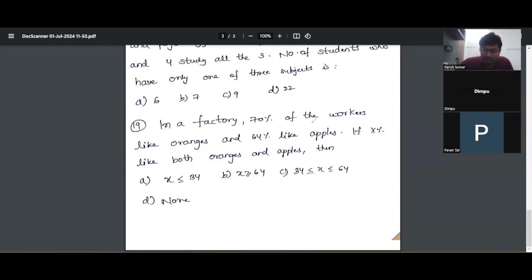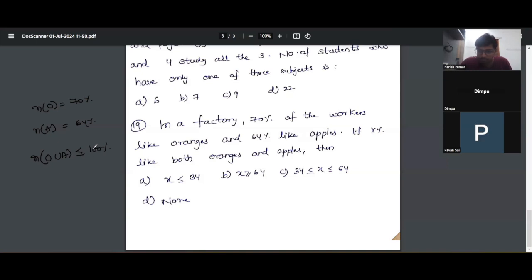In a factory, 70% of the workers like oranges. Okay, so n of oranges is 70%, and 64% like apples. So n of apples is 64%. If x% like both apples and oranges, then x. So obviously n of oranges union apples has to be less than or equal to 100%.